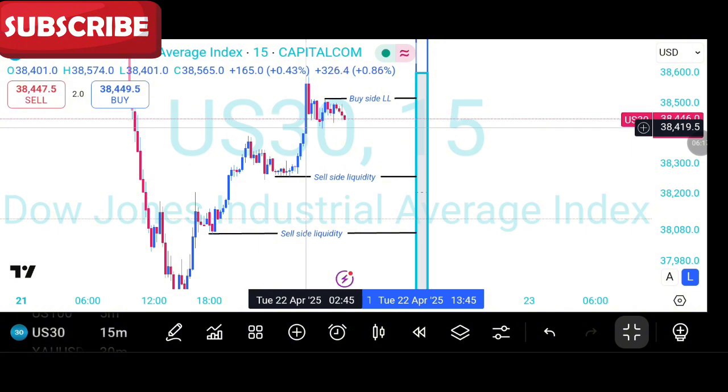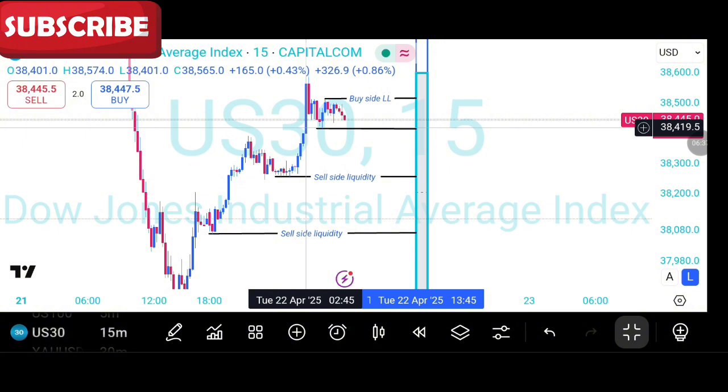Like this low over here that you guys see that appears, that's the low that I'm going to be using if the price decides to take out buy side liquidity first. If price decides to take out that low first, then I definitely know what I have to do. I'll have to look for bullish entry points.